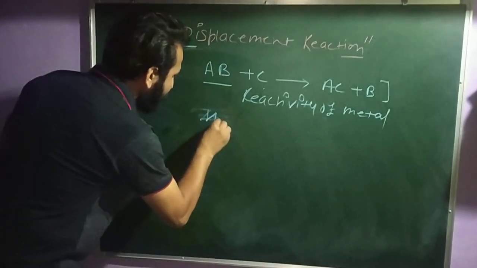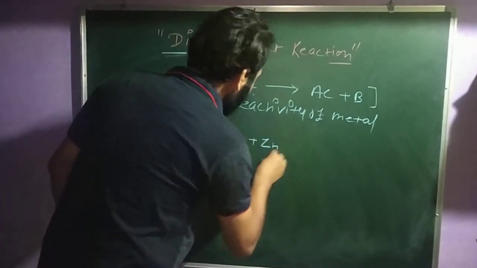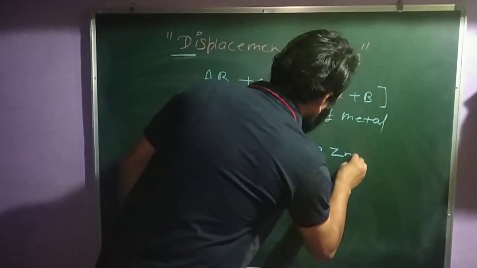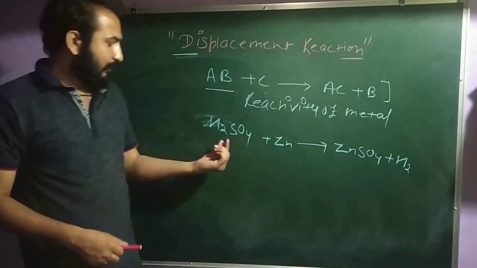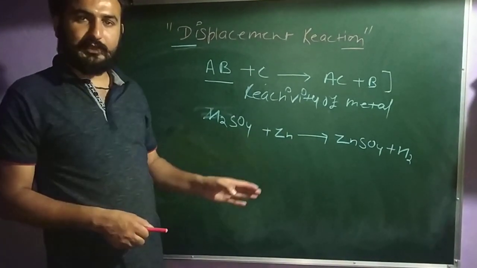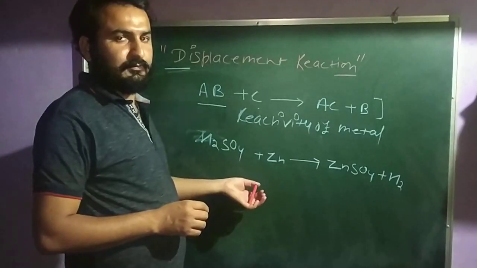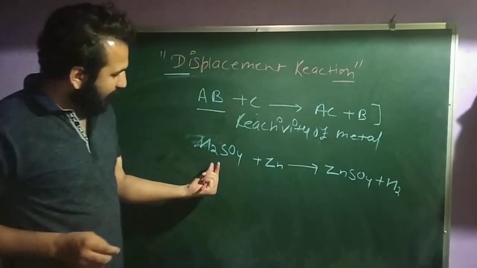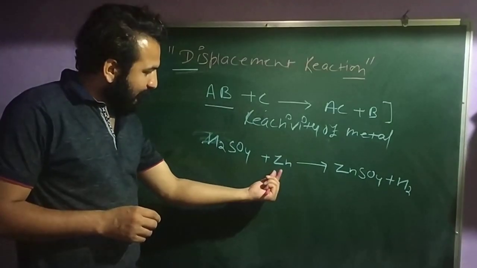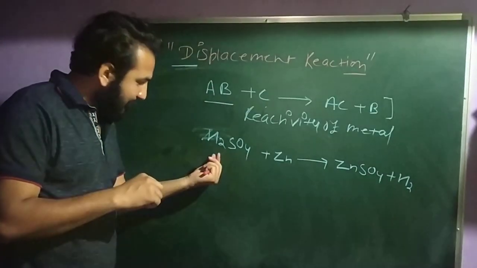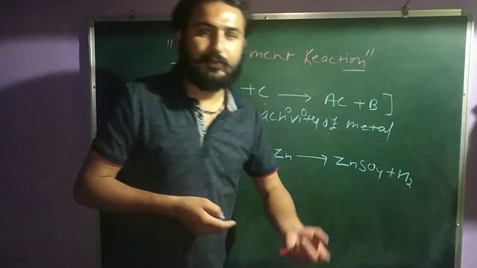Suppose you have H2SO4, sulfuric acid, plus Zn. It will give ZnSO4 plus H2. That means this H2SO4 stands for sulfuric acid and the Zn. Clear? So H2SO4 plus Zn gives ZnSO4 plus H2. That means this Zn displaces this H positive ion from this solution of H2SO4 and forms ZnSO4 plus H2.